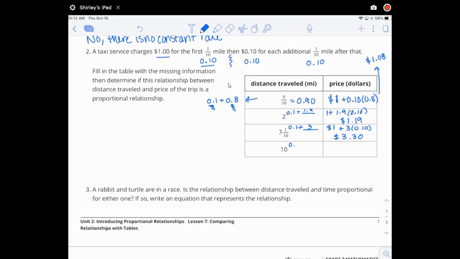And then I have 10. So again, the first tenth of a mile charges me $1 plus how much to take me up to 10 miles? That's 9.9 miles. So then I have 9.9 miles times 10 cents, which is 99 cents, plus $1 is $1.99.